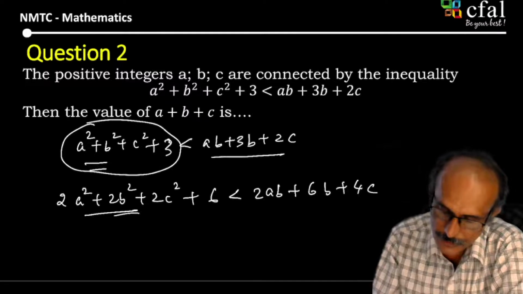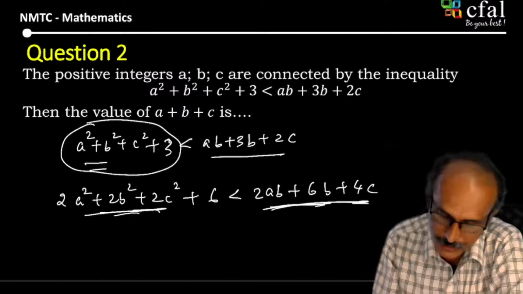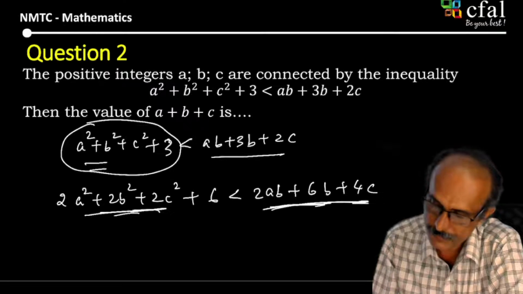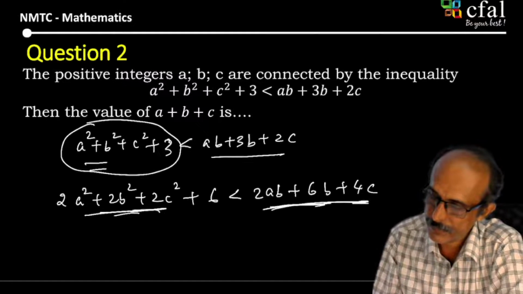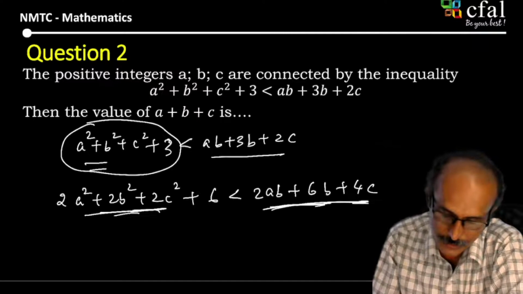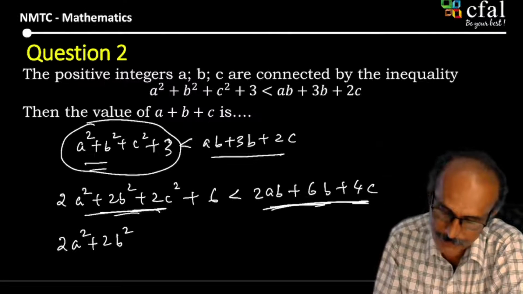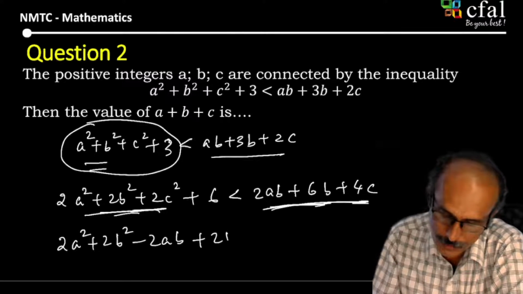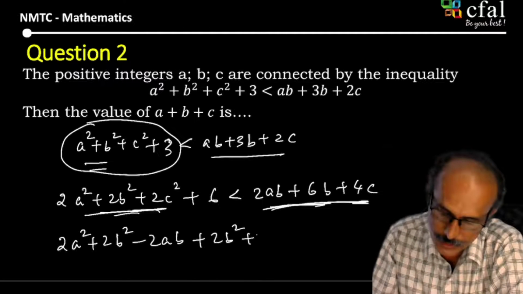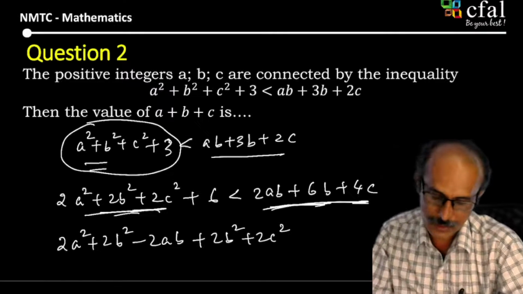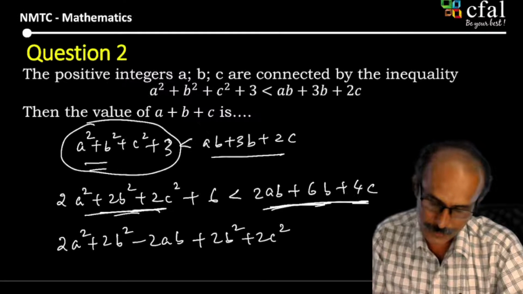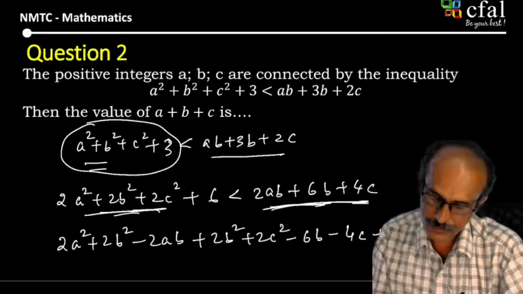Let us now focus on looking at these terms and try to group them. Yeah, so we can look at it this way. 2a square plus 2b square minus 2ab is there, plus 2c square is there. Or then we can look for 2b square, 2c square, then we have 6b and 4c, minus 6b minus 4c, then there is a 6 here, less than 0.